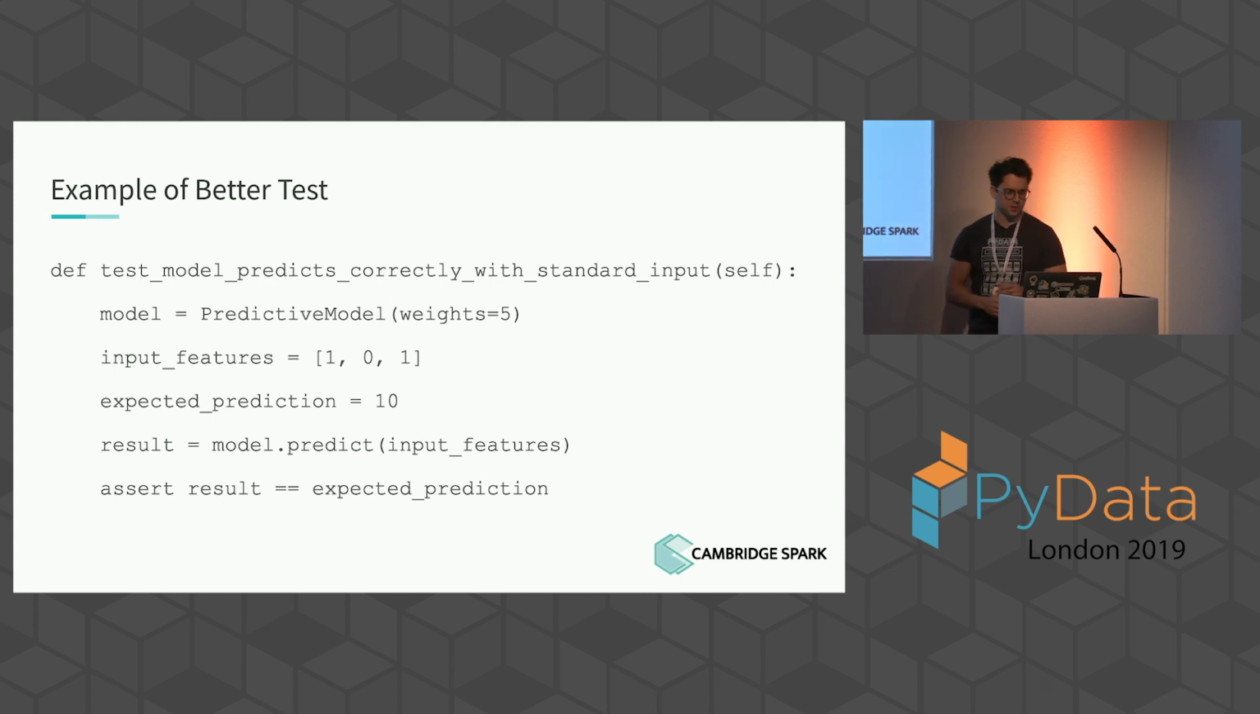The constructor of the predictive model, let's use named arguments to explicitly say what it is we're trying to do. Or maybe I should even extract 5 as a constant or variable to say what it is. I've got input features, so nice variable names. We're following the given-when-then pattern.